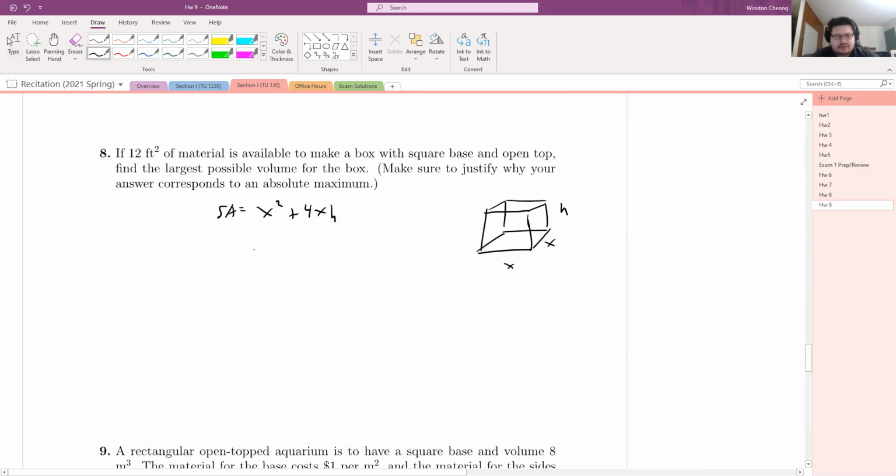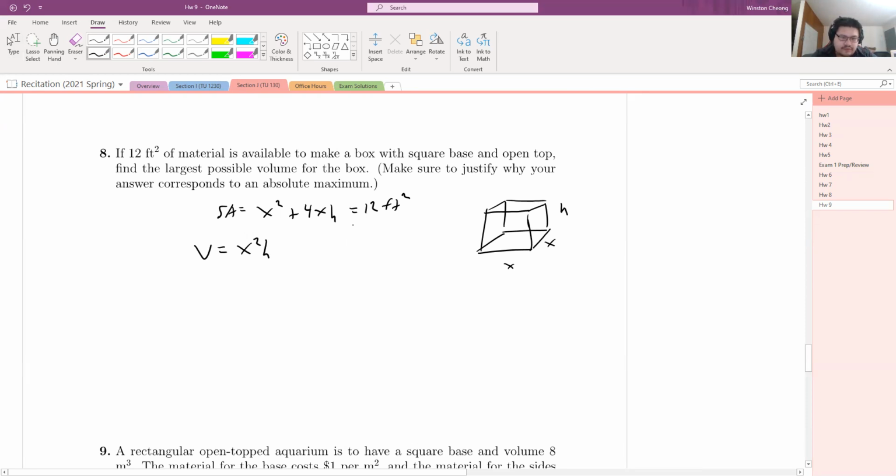And we want to maximize volume. Okay, well, volume in this case is x. Oh, I should say this is equal to 12 feet squared. Volume is equal to x squared h. And we're trying to optimize this function. Well, the thing is that this right now is a function of 2 variables, so we can't optimize it in this way. We need to get rid of one of the variables. And we get rid of one of them by using the first equation.